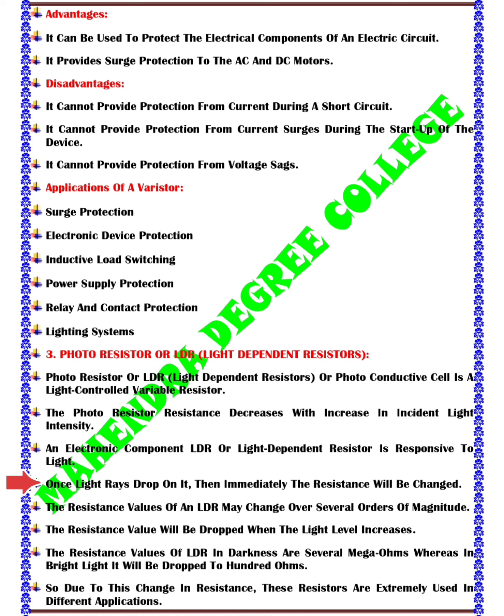An LDR, light-dependent resistor, is an electronic component that responds to light. It's also known as a photoresistor. The LDR's resistance changes based on the intensity of light falling on it. Specifically, its resistance decreases as the intensity of light increases.